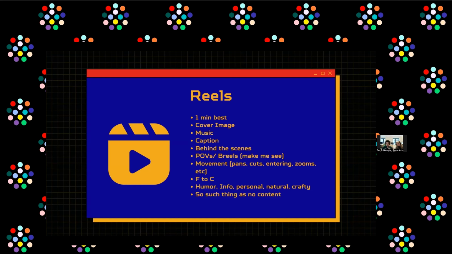Another thing is that there's no such thing as no content. So the easiest thing you can do with Reels is to just open the camera and speak to it. That's called face to camera. And that performs always really well. Again, humor, info, personal, natural, crafty. You don't have to make a film.